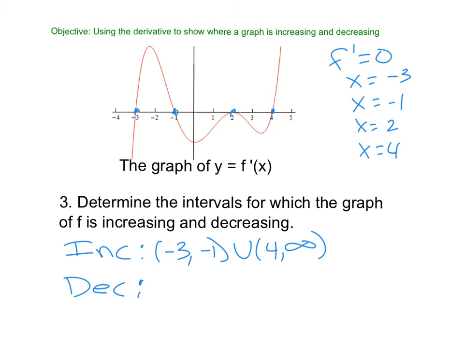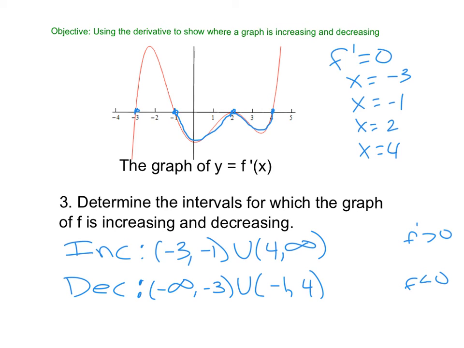Decreasing is where f prime is less than 0, right? This is greater than 0, and then less than 0. So that's -infinity to -3. Now, you have a choice here. I've seen this 2 different ways. I'm going to do it the easy way, and then the second way. -1, where is this below the axis? So all of this. So -1 to 4.